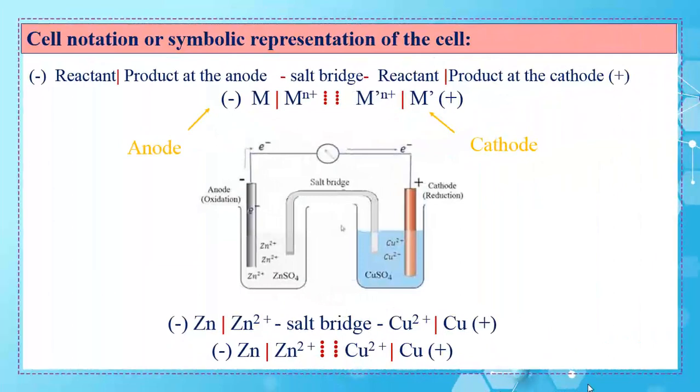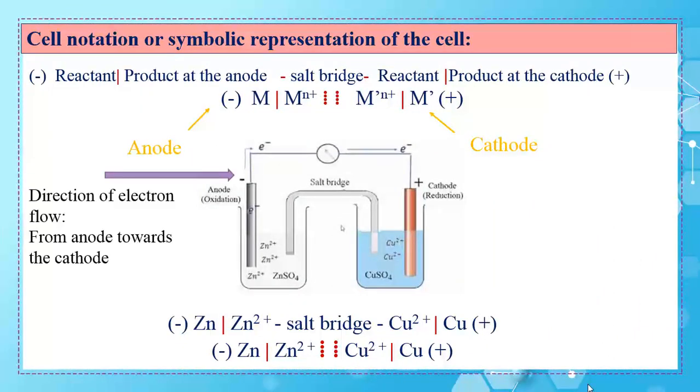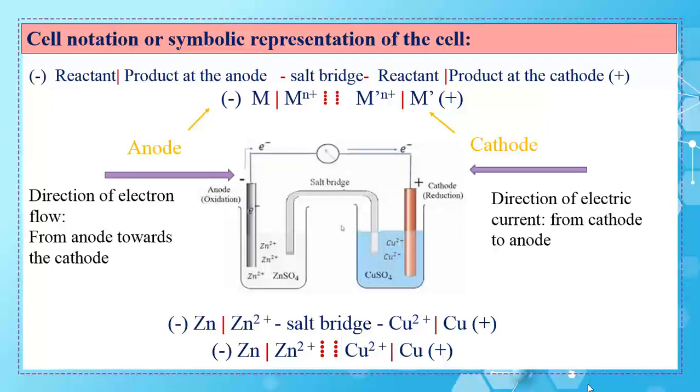We first learned that electrons flow from the anode to the cathode in one direction. Well, the electric current has the opposite direction from that of electrons, which is from the positive pole to the negative pole, from the cathode to the anode.